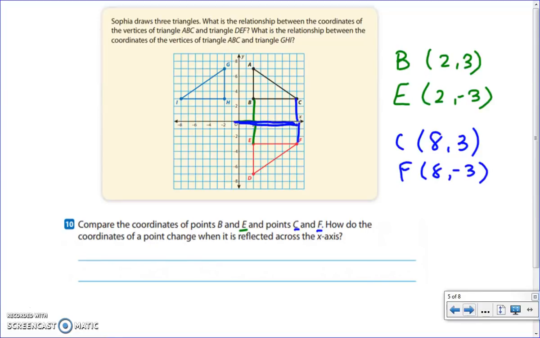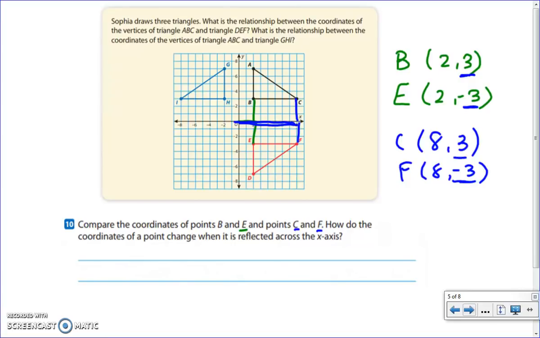So just like point A and point D, I'm noticing some similarities. They're still the same distance from the x-axis, but the y values are actually opposites. 3 and -3 are opposites. And they're actually on the opposite side of the x-axis from one another. So when it says, how do the coordinates of a point change when it's reflected across the x-axis? If we're reflecting across the x-axis, what is changing is the y values.